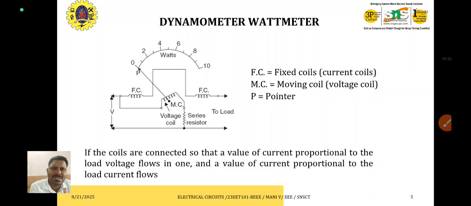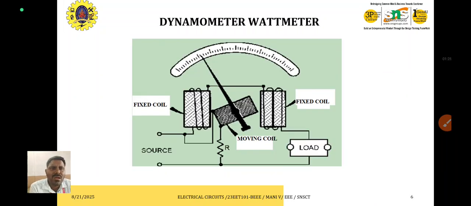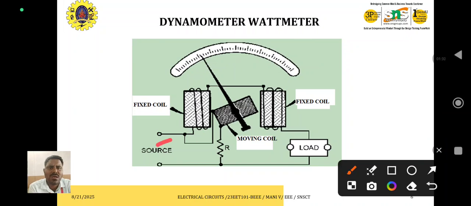The P represents the pointer. We will see the diagram. Here is the source. We are supplying a single phase power supply.